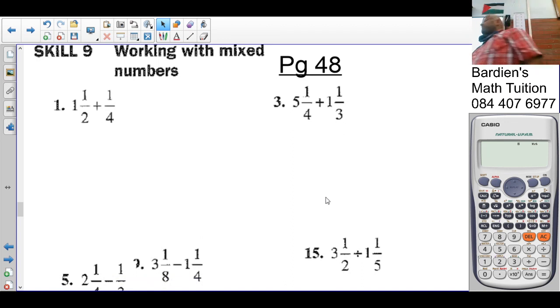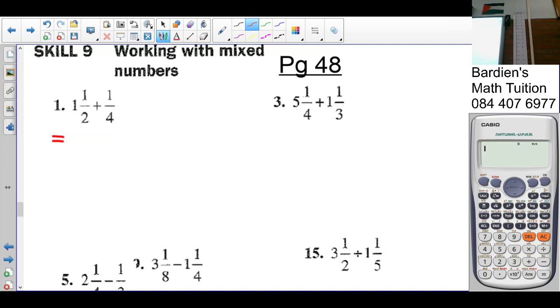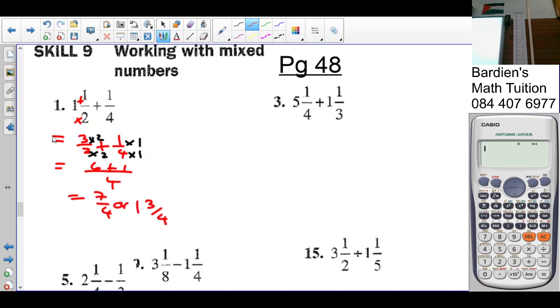Right, page 48, number 1. So we're going to first change to improper fractions. So 2 times 1 is 2 plus 1 is 3. So it's 3 over 2 plus 1 over 4. What's my LCM here? 4. So you must multiply that by 2 and the 4 by 4. So it's going to give you 6 plus 1, which is 7 over 4, or 1 and 3 over 4. Okay?